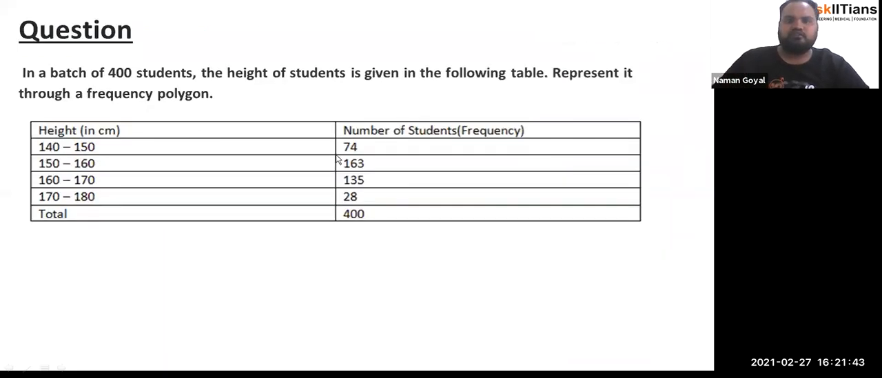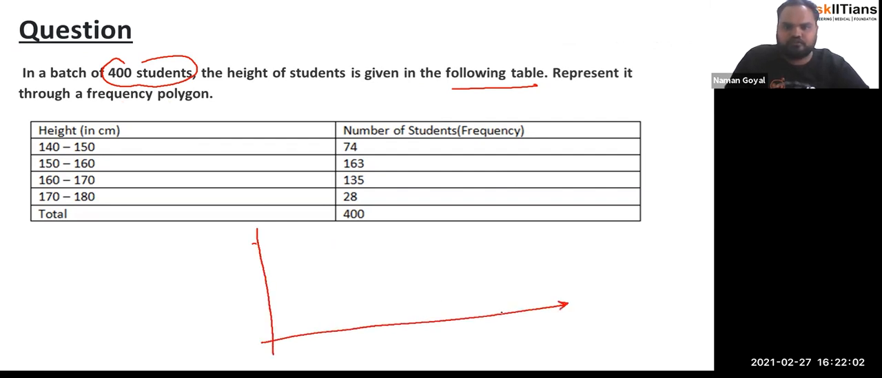Now see, we have a data. In a batch, 400 students are there. The heights of the students are given in the following table. Represent it through a frequency polygon. So if you see, for this particular data, on the x-axis what do we take? Height in centimeters, and number of students on the y-axis.